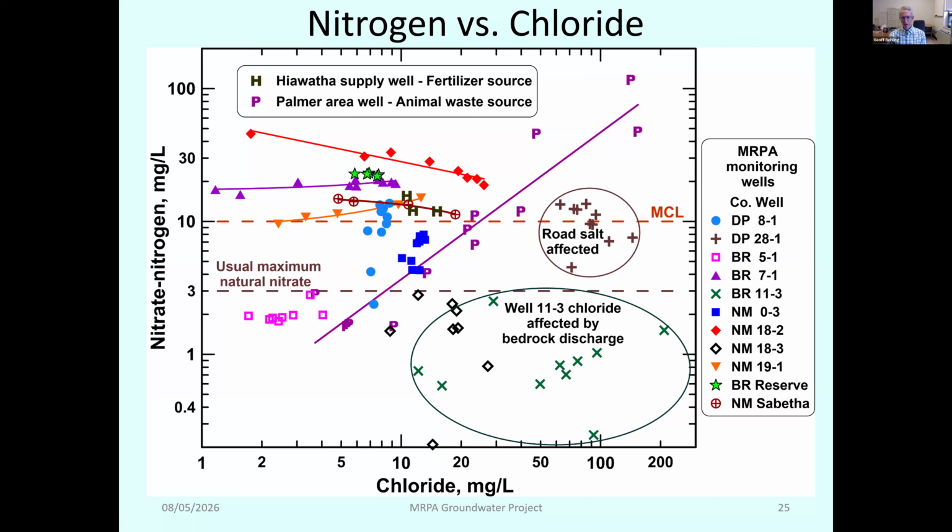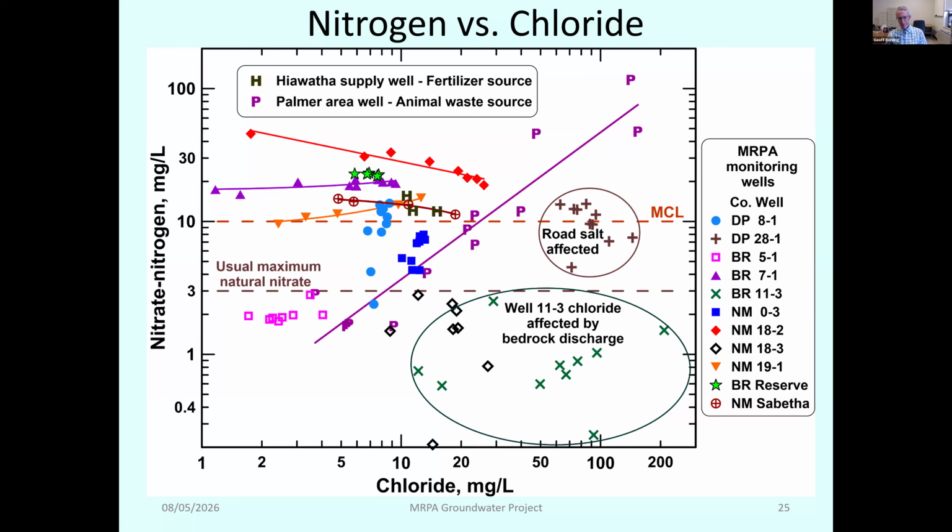wells. We can see down in the lower right-hand part of the graph, we've got this 11.3, where the chloride is affected by the bedrock discharge. We have low nitrate. And then we have the ones that are the plus symbols affected by the road salt. So in this particular case, I can't really tell whether the nitrate that would go above the MCL would be the fertilizer or manure, because the road salt chloride obscures that relationship.